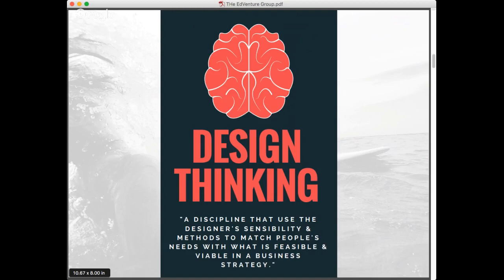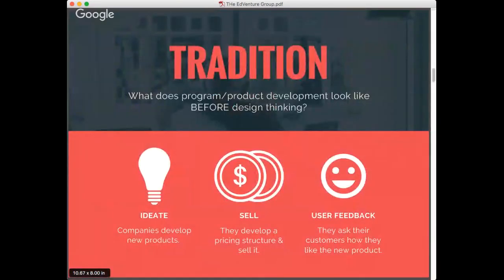So design thinking is a discipline that uses the designer's sensibility and methods to match people's needs with what is feasible and viable in a business strategy. So that's a lot of words right now, but we're going to break it down. And I want to focus a little bit on feasibility and viability a little bit later. But really the focus is on switching it to human and user-based learning.